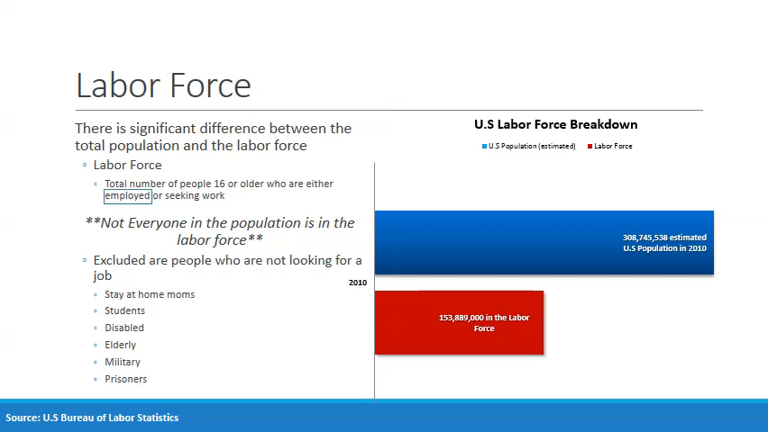So it's not everyone. We have to think about this term being employed or seeking work. Those are the two types of people that the labor force is going to go after. If you were filling out an application, you're part of the labor force. If you're working, you're part of the labor force. But in other cases, you're not, and therefore you're not counted towards that red number there, that labor force number of 153.889 million.